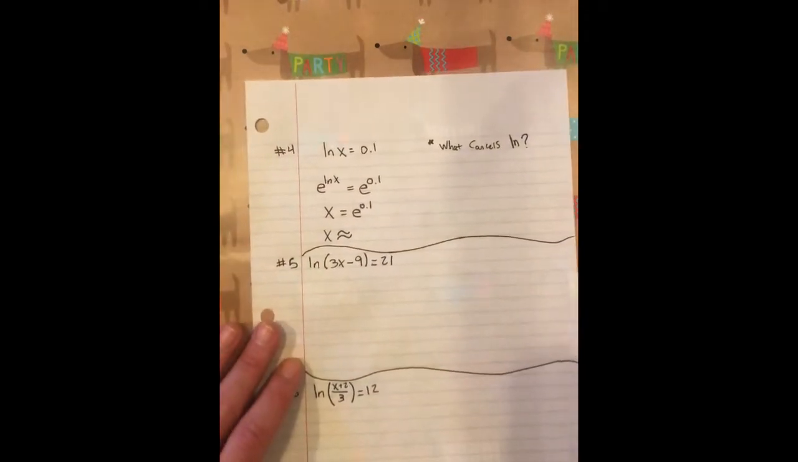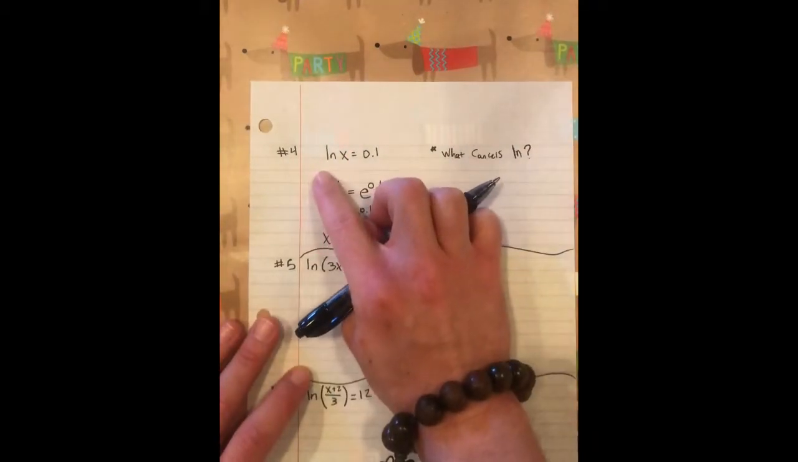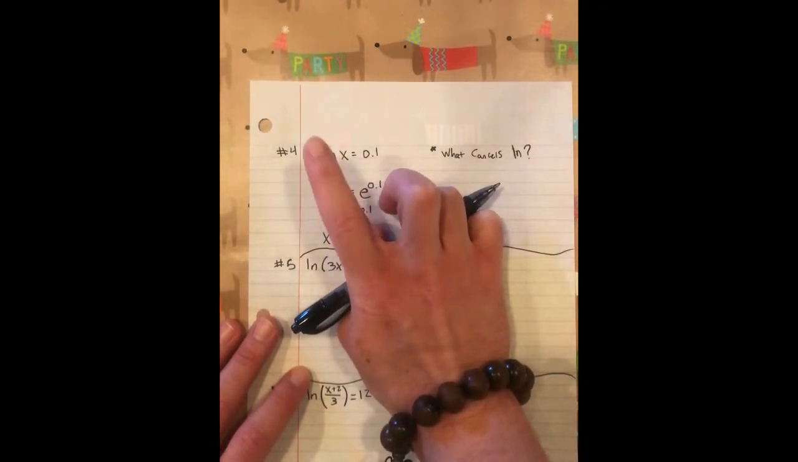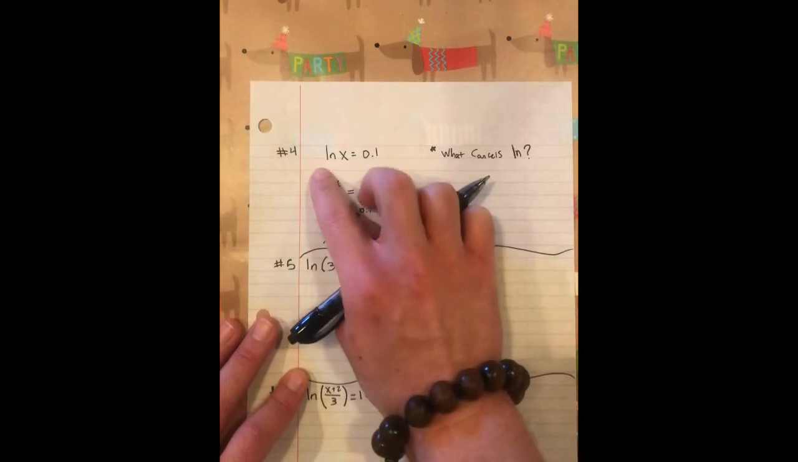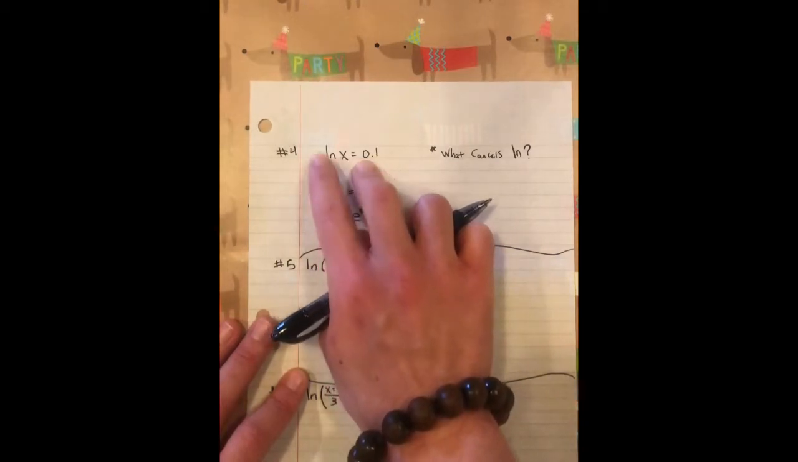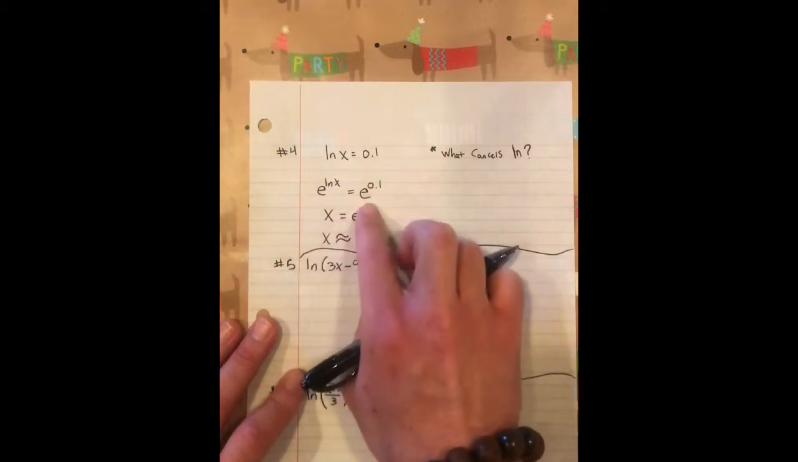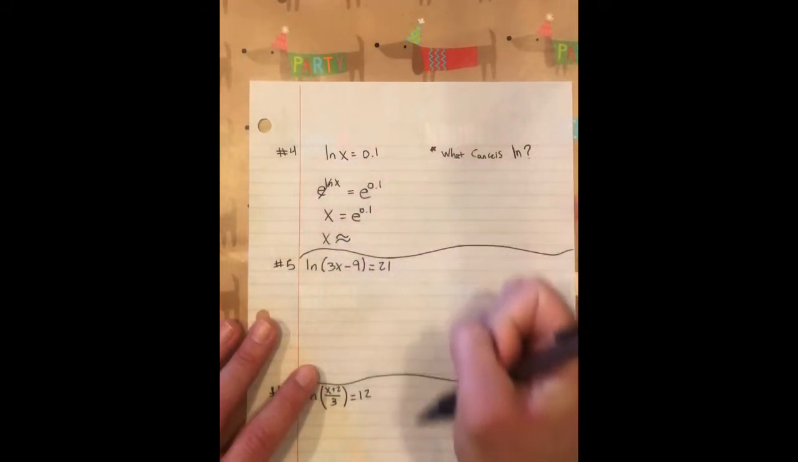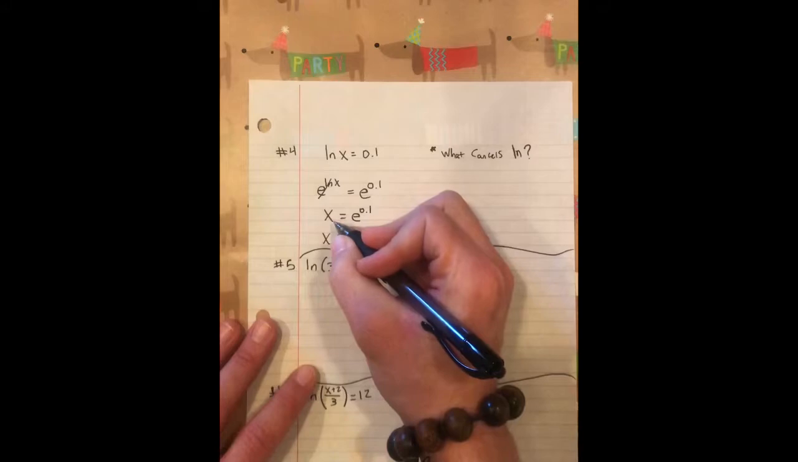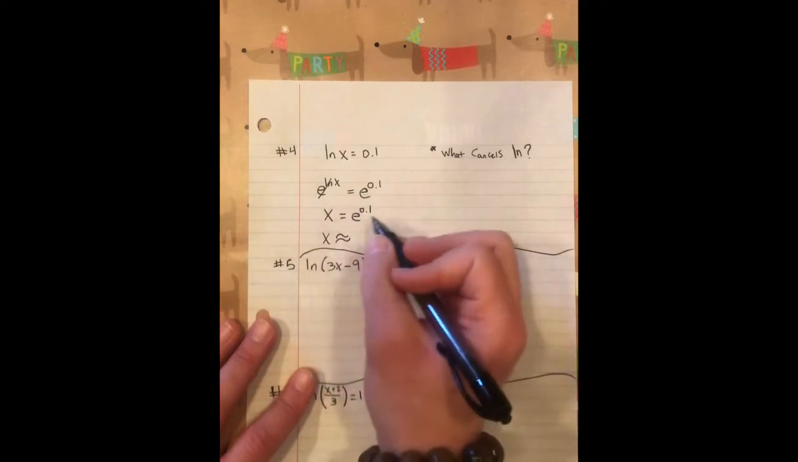So number 4, I've already started the process for you. So we got to think, I want to get x by itself. What is the opposite of ln? So what cancels ln? Well, e cancels it. So what am I going to do? I'm going to apply e to this side. What I do to one side, I need to do to the other. So I applied e to both sides. Now, this will take out this, and we're left with x, and then I did nothing on this side. I just brought it down. So this is technically our answer.